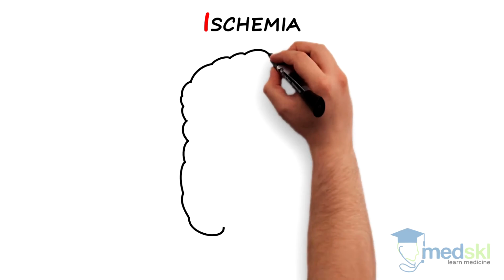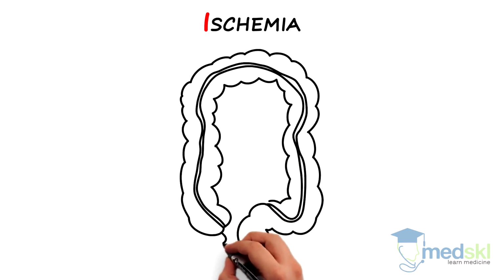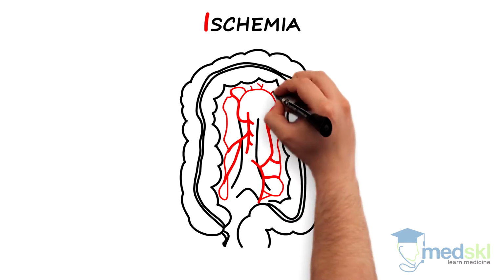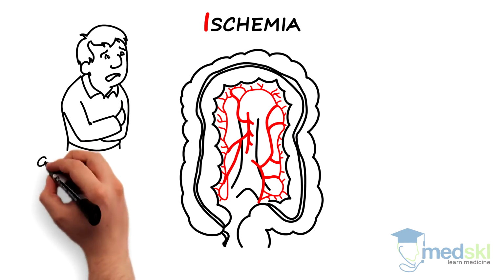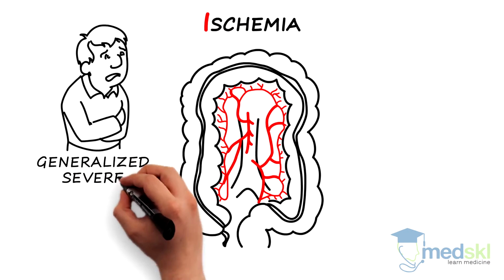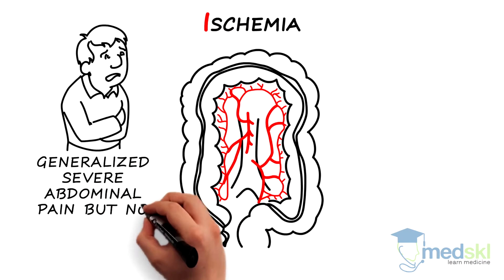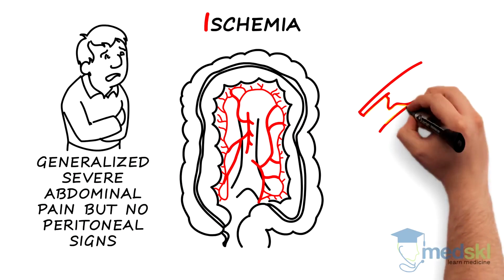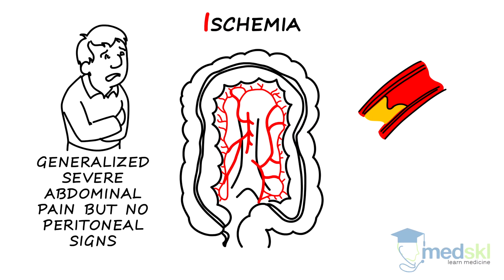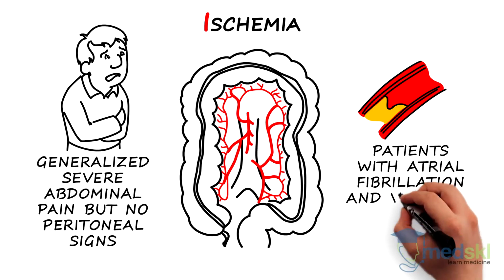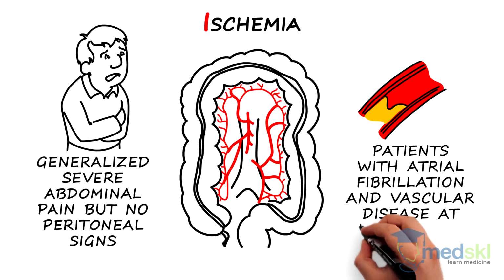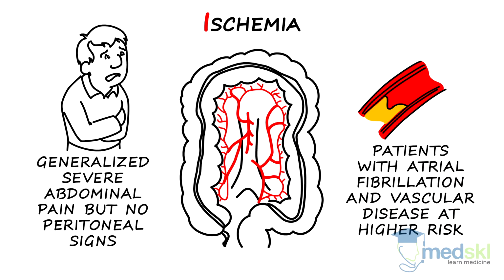I is for ischemia. Patients with mesenteric artery thromboembolism or ischemic gut have a sudden onset of generalized severe abdominal pain, but an absence of impressive peritoneal findings on exam. Patients with atrial fibrillation who are not anticoagulated and patients with known vascular disease are at higher risk of this illness.